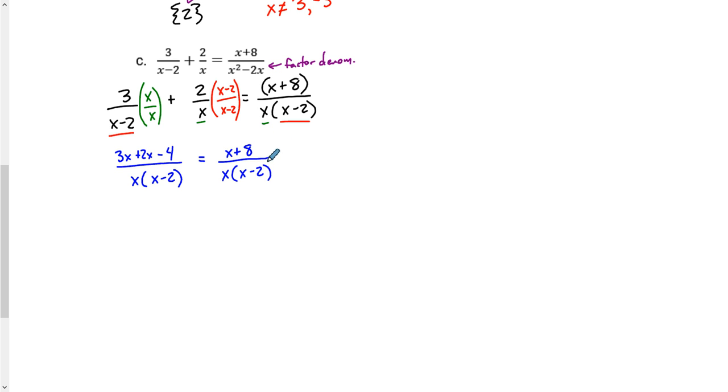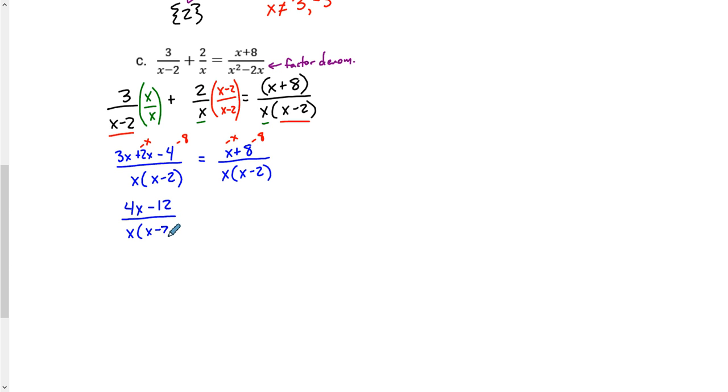And here's another shortcut. Get rid of an x. How do you get rid of an x? You subtract it. How do you get rid of a plus 8? Well, you subtract it. You can do this because the denominators are the same. 3x add 2x is 5x. Subtracting 1x is 4x. Negative 4, subtracting 8 is negative 12.